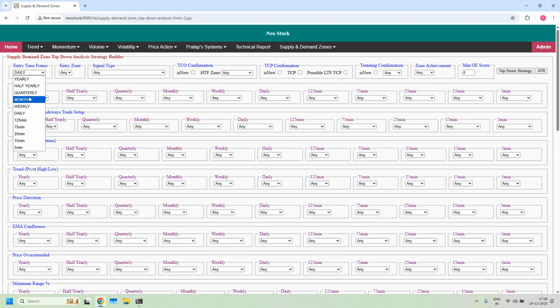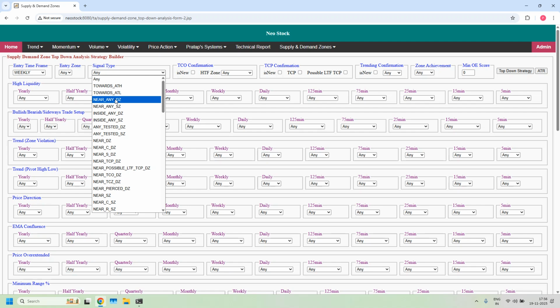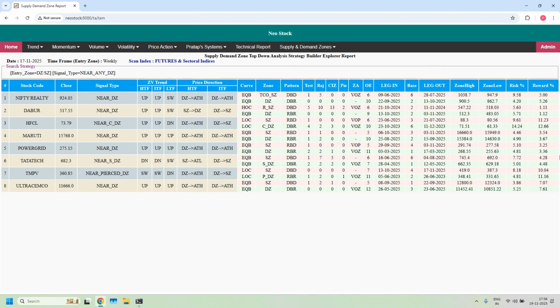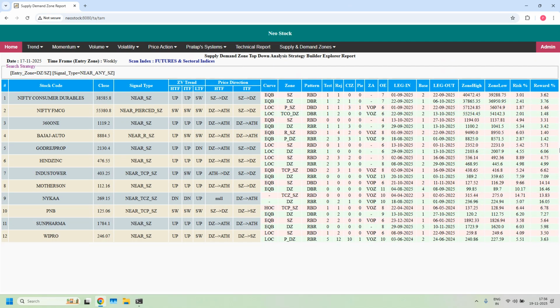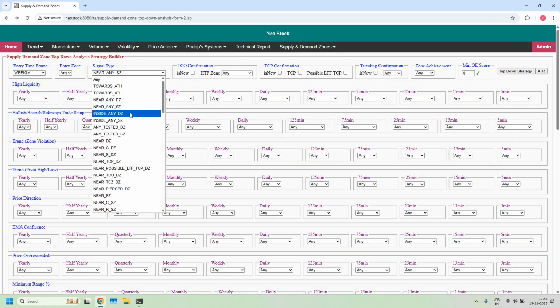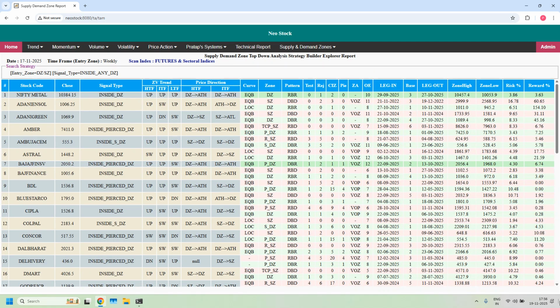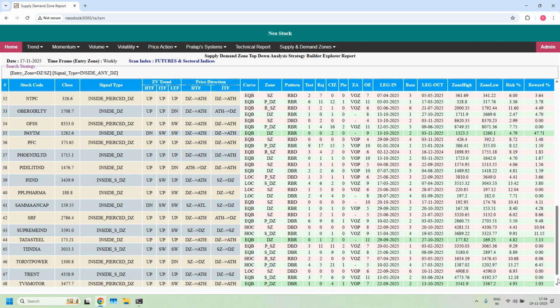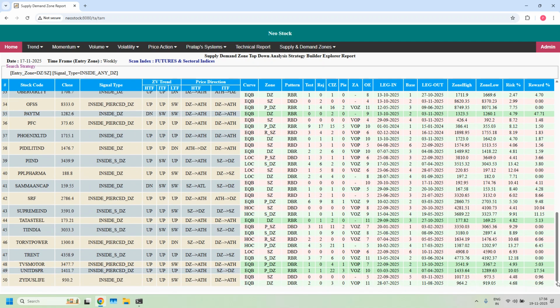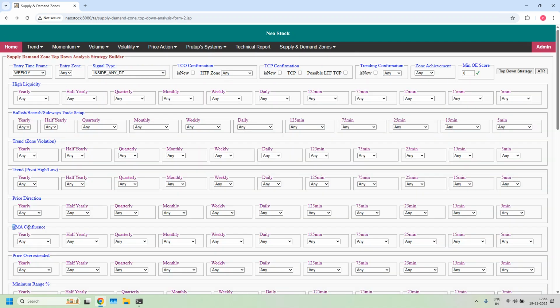Next time frame is weekly. Stocks near to the weekly demand zone: we got 8 stocks. Next, stocks near to the weekly supply zone: we got 12 stocks. Next, price closed inside the weekly demand zone. First 16 stocks in the list. Scrolling the list down. Total 50 stocks. Let's again apply EMA Confluence on these weekly demand zones.